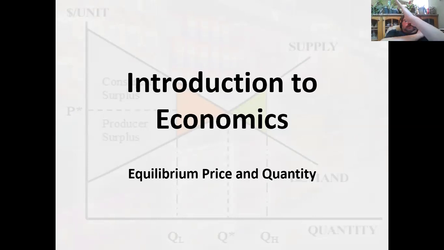Now, as you know, the supply curve is going to run lower left to upper right. We know the demand curve is going to run lower right to upper left because as price goes up, supply goes up. As price goes up, demand goes down. What we're going to look at with equilibrium is that intersection point. And that intersection point is called the equilibrium point.